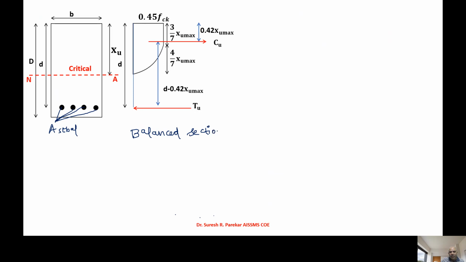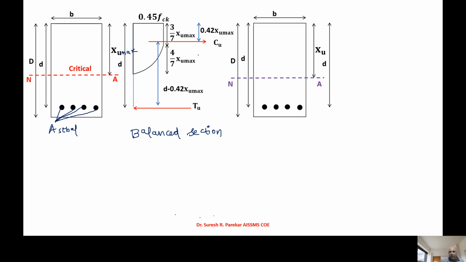So now in this we have all these values as maximum, and for the neutral axis we have the critical neutral axis. Now whatever we are going to provide here, I will say as Ast over reinforced, and this Ast over reinforced is greater than Ast balanced. So what happened due to this? Tu over reinforced is greater than Tu balanced, and therefore Cu over reinforced is greater than Cu balanced.